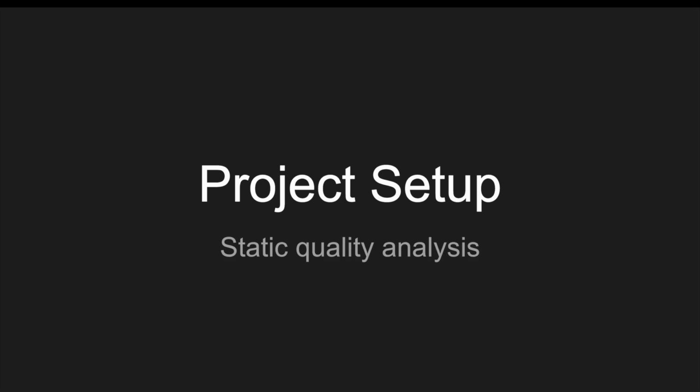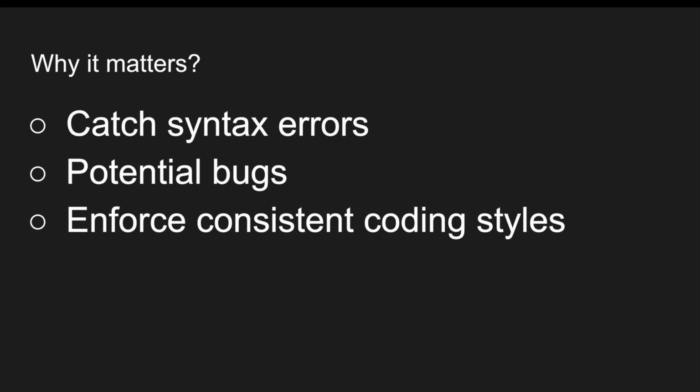Today we're going to set up static quality analysis for our React, TypeScript and Tailwind project. These will help us maintain high code quality and consistency. Tools like ESLint and Prettier help identify issues in your code without executing it. They can catch syntax errors, potential bugs, and enforce consistent coding styles.